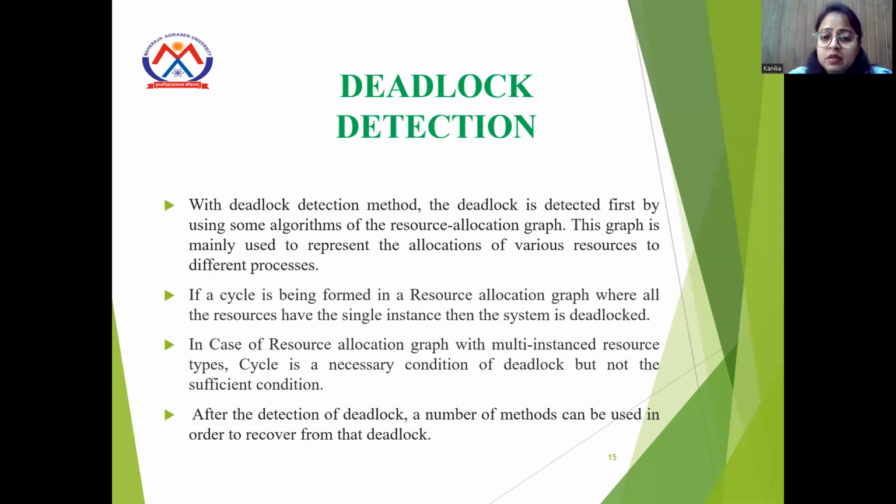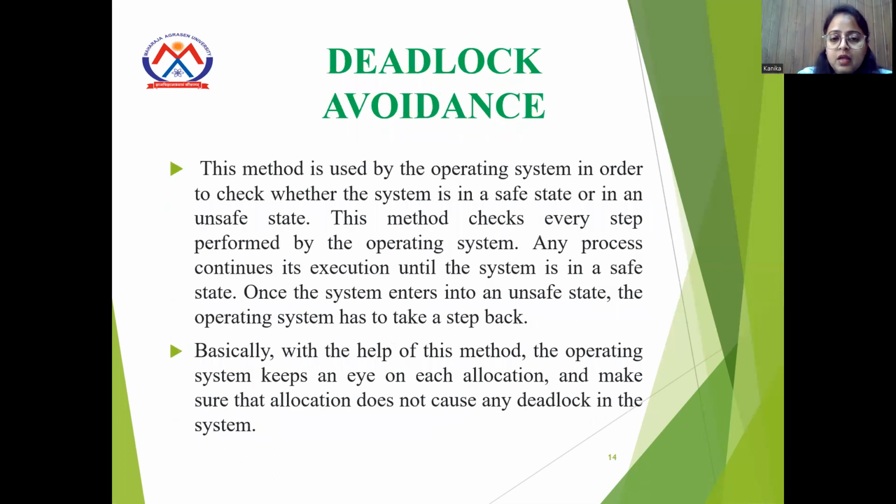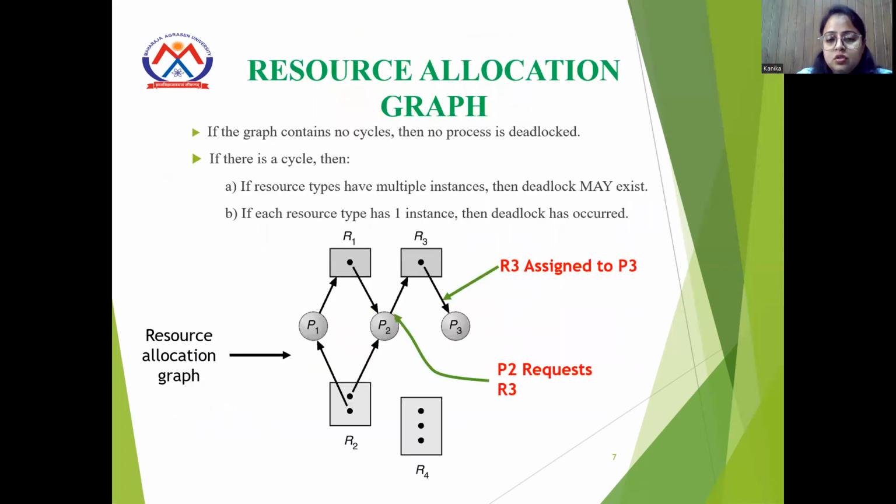Next we will cover deadlock detection, that is, how we can check whether our system is in a deadlock situation or in a safe state. We can check this by the deadlock detection method. With this method, the deadlock is detected first by using some algorithms on the resource allocation graph, as we have already seen in previous slides. Resource allocation graph, here, as you can see.